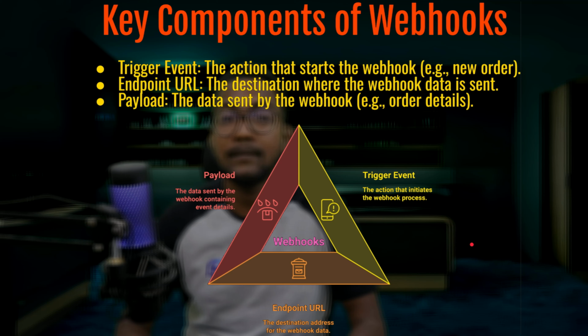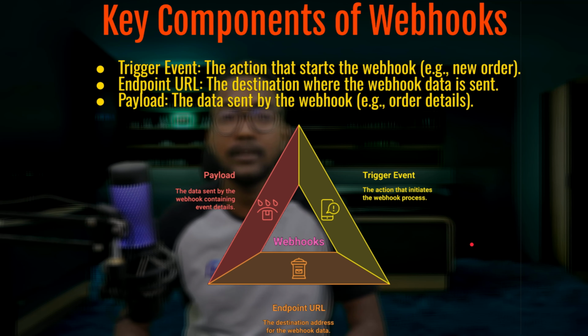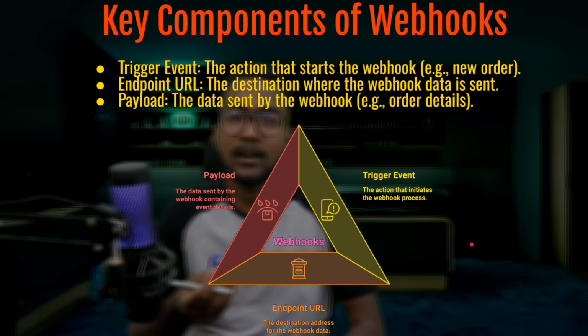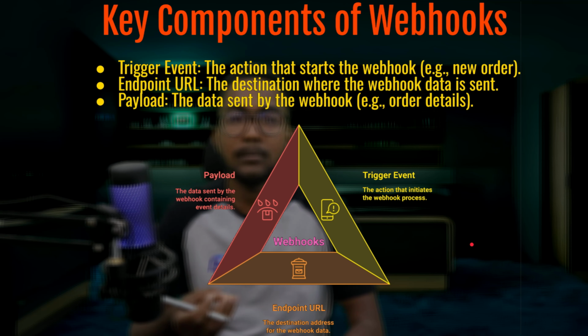Next, we have the endpoint URL. This is the address where the receiving app listens for the webhook. Think of it as the destination for the message being sent. When you set up a webhook, you provide the sending system with this URL, which tells it where to send the data. It's like giving someone your phone number so that they can call you when something important happens.